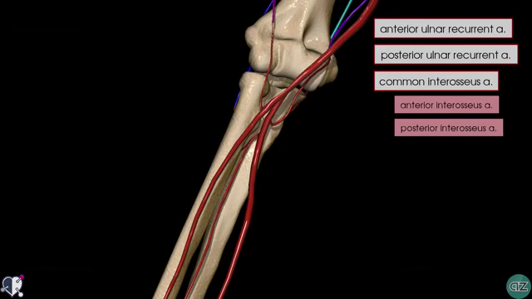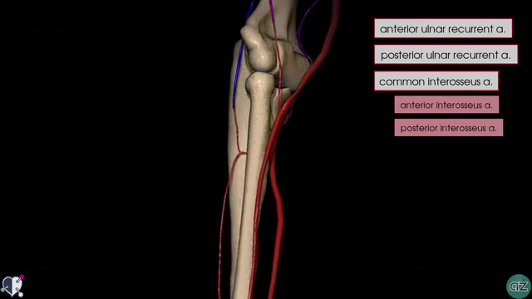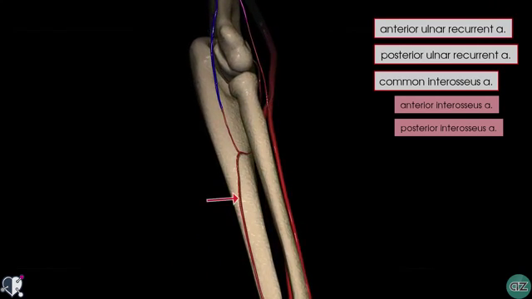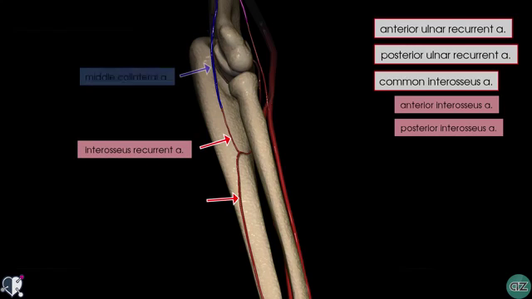I've zoomed in a little bit closer and you can see here the anterior interosseous artery, which descends down the forearm on the anterior aspect of the interosseous membrane. If I rotate the model posteriorly, we can see the posterior interosseous artery, and it gives off the interosseous recurrent artery, which anastomoses with the middle collateral artery, which we saw before was a branch of the profunda brachii artery.